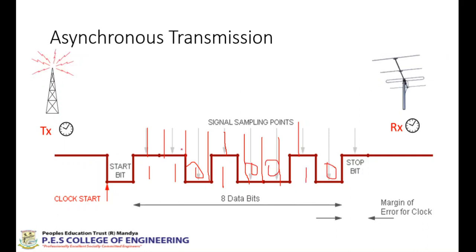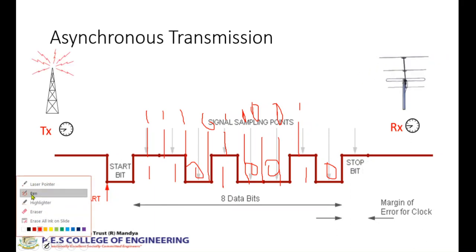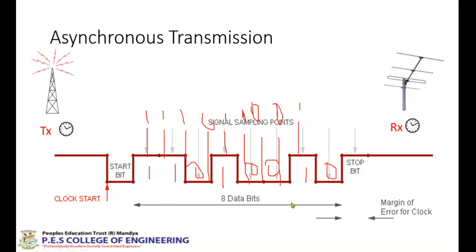1 1 0 1 0 0 1 0 was my actual data, but if you see these lines now, it will be taking something like 1 1 0 1 1 1 1 1 0 0 0 and 1. So if you see this, the data will be error prone. So to avoid that, what we do is we basically have an in-phase clock between my receiver and the transmitter. Okay, this is about asynchronous transmission.